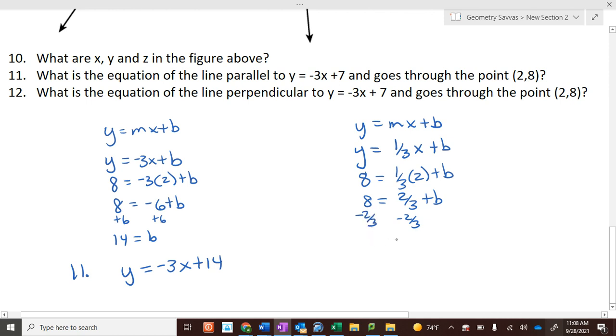On your calculator, it'll give you 7 1/3, which is the same as 22/3. So y equals what now? 1/3 x plus 22/3. That's a perpendicular line. That's what you'll see on your test. Okay? That's the basics of what you'll see on your test.